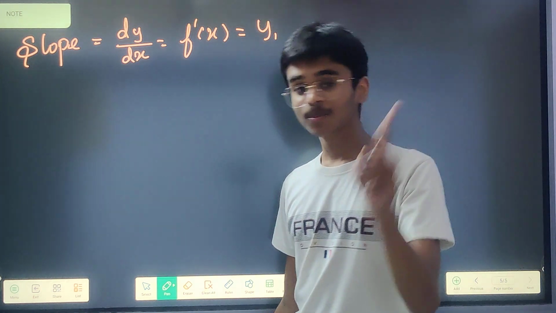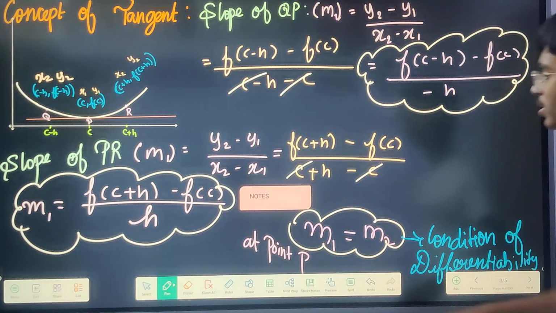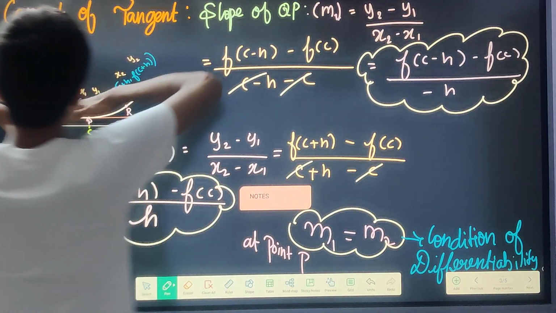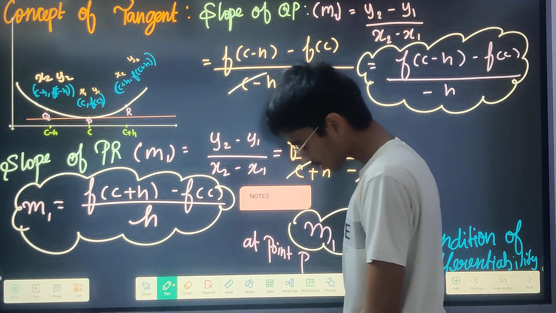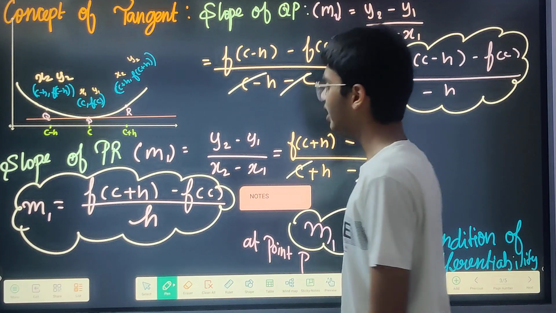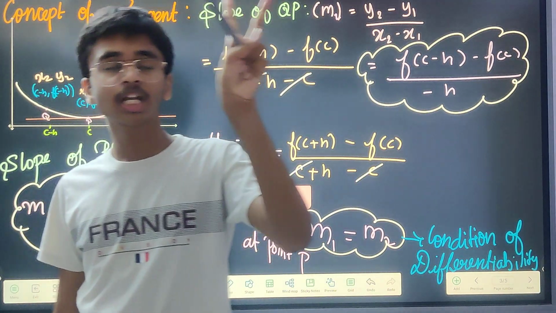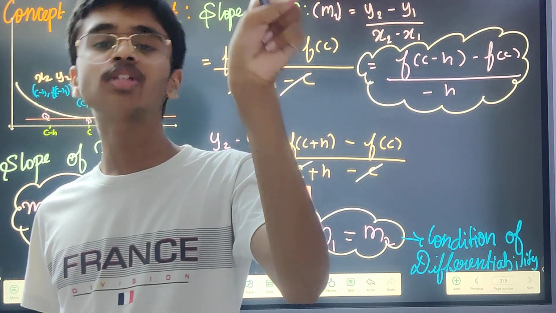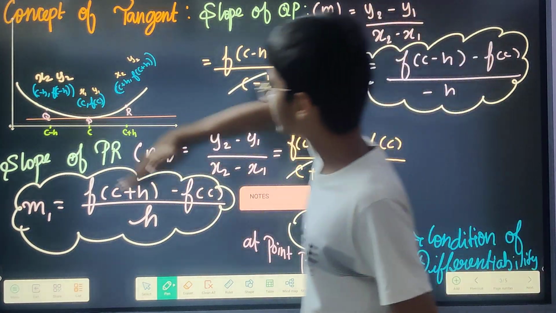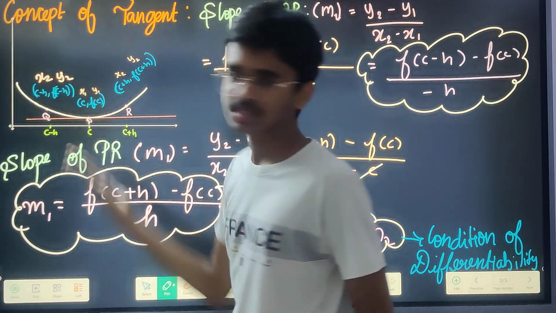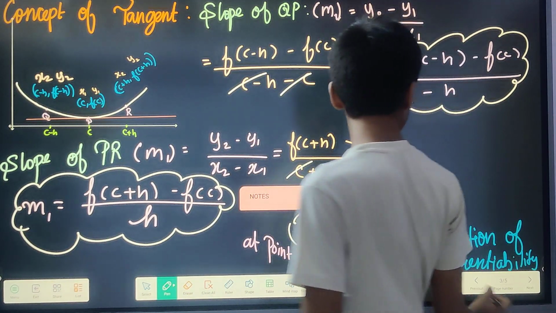Also, one important point: this is actually the concept of tangent. And I also have to mention the secant. What is a secant? A line that passes through two points of a curve is what we call a secant. You can see that here it is secant, here it is tangent. So they are both related to each other.